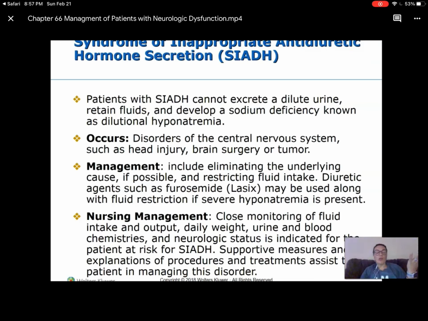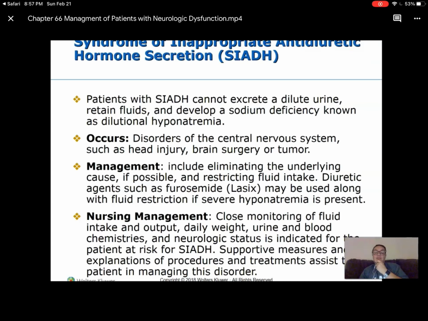So what's going on here? We can't control anything. This poor patient's body, right? So here we are. So patients with SIADH cannot excrete dilute urine, retain fluids, and develop a sodium deficit. I've been saying this whole time. You have to maintain an electrolyte balance, okay, known as dilutional hyponatremia. So what does this mean? Think about lack of sodium. What would you see in a patient? Same concept you've learned since semester 2. Disorders of central nervous system, such as head injury and brain surgery, so they're not able to distribute it properly.